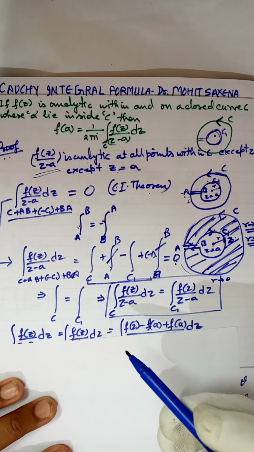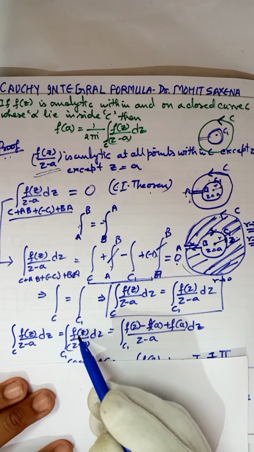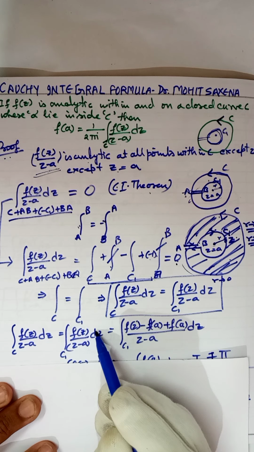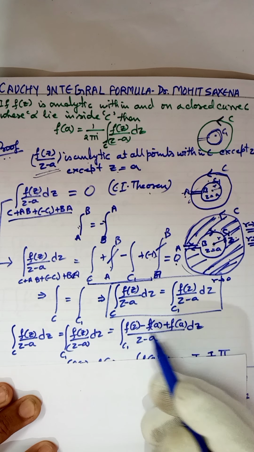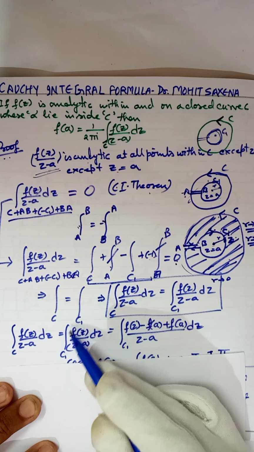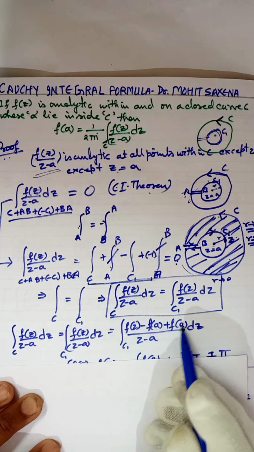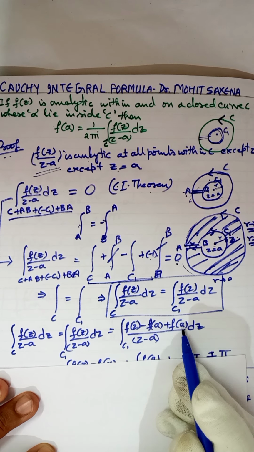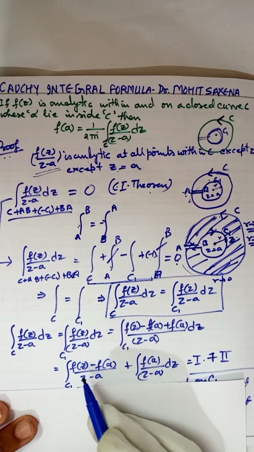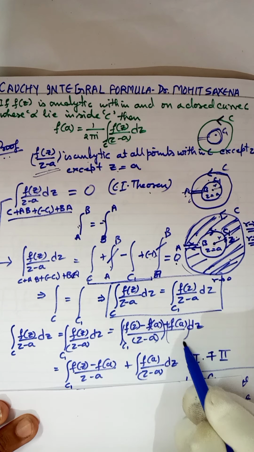For the proof of the Cauchy integral formula, this C1 integral of f(z) upon z minus a dz is equal to, just add f(a) and subtract f(a) in the numerator of this quotient, so that we would get f(z) minus f(a) plus f(a) upon z minus a. Now break this integral into two parts. One part is this particular bracket and another part is this particular bracket.